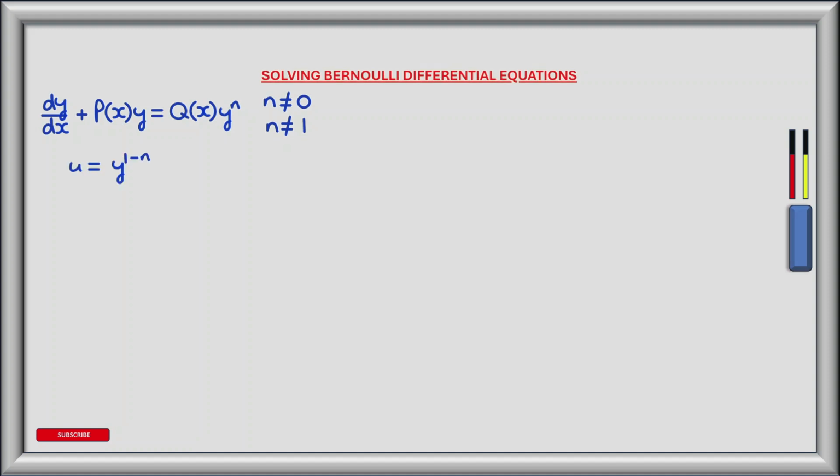Well, we make the substitution u is equal to y to the power of 1 minus n. We can then make y the subject of this equation and differentiate this with respect to x such that we have a substitution for dy/dx. So let's take a look at an example.